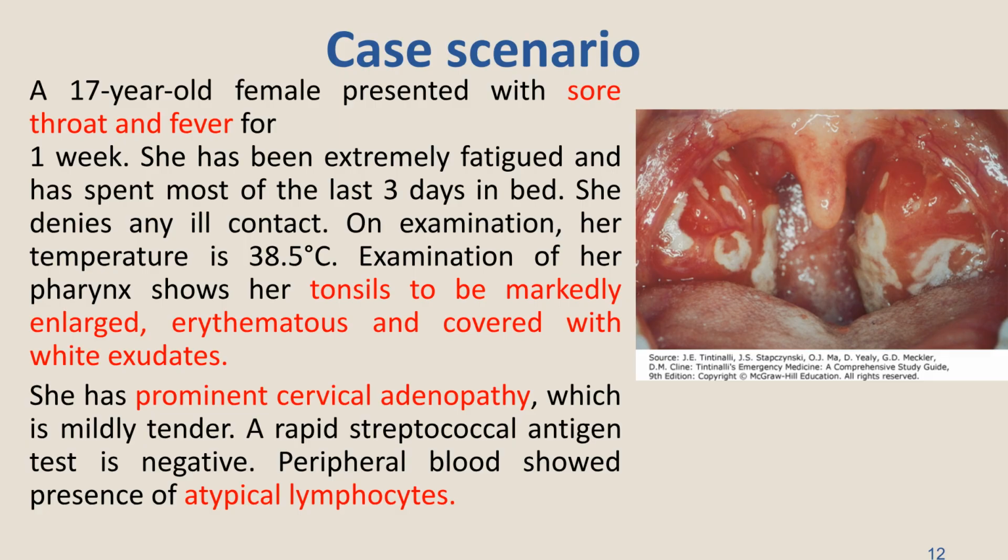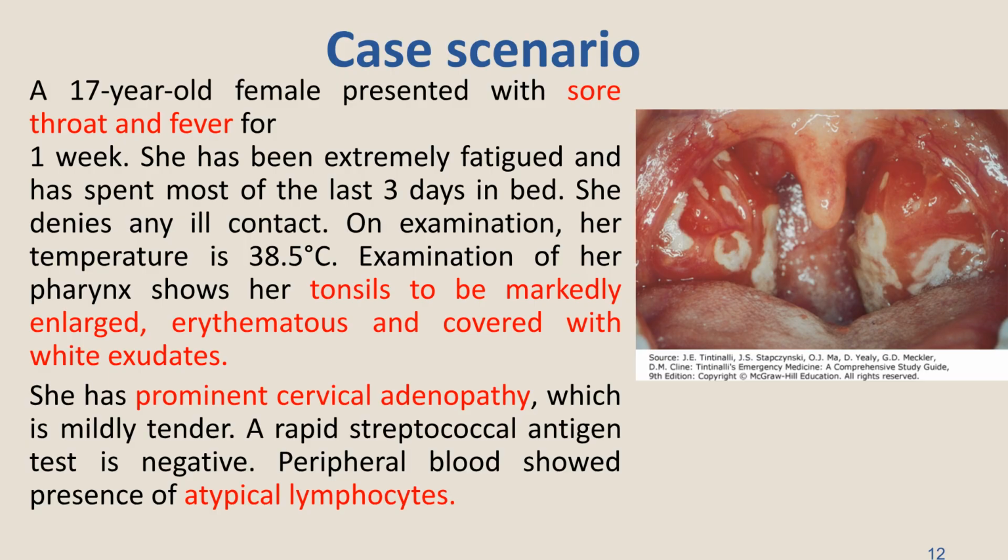She has prominent cervical adenopathy, which is mildly tender. In infectious mononucleosis, lymphadenopathy is often generalized, affecting multiple lymph node groups, not just cervical nodes. The nodes are typically moderately enlarged and may be slightly tender, though they're not as acutely tender as in bacterial infections. A rapid streptococcal antigen test is negative, which helps rule out strep throat. This is an important diagnostic step when a patient presents with pharyngitis and exudates.